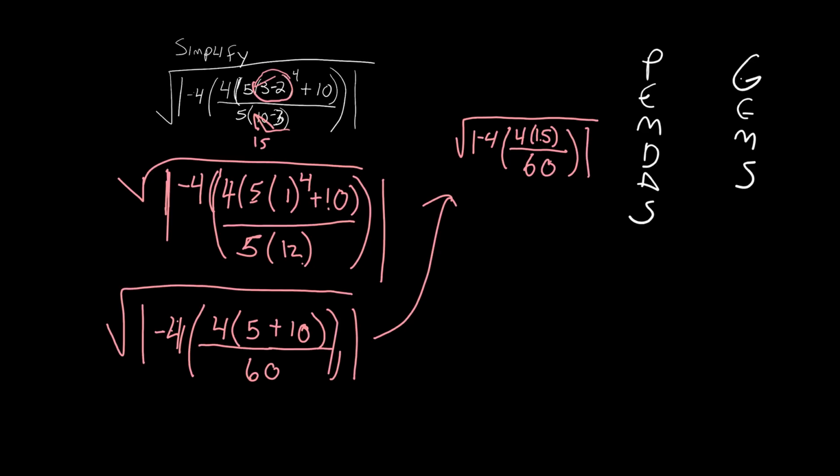So now I have to take care of the top, the numerator, because I still have order of operations there. So I have the square root of the absolute value of negative 4 times 60 over 60. Now we can take care of our multiplication or our division. I'm going to take care of the stacked fraction first because it's a fraction and it still behaves like a grouping symbol. So now I have the square root of the absolute value of negative 4 times 1.